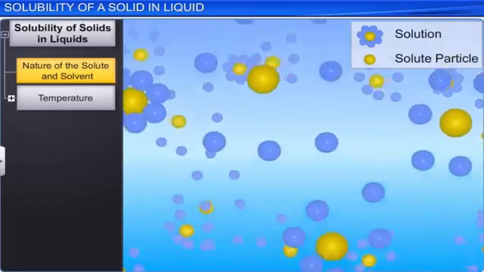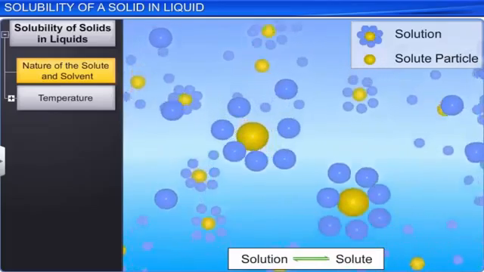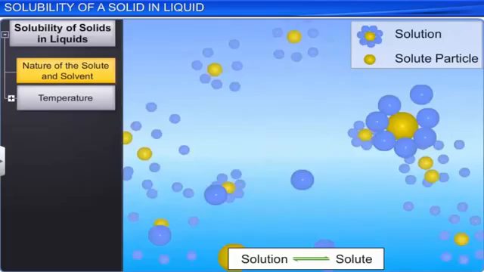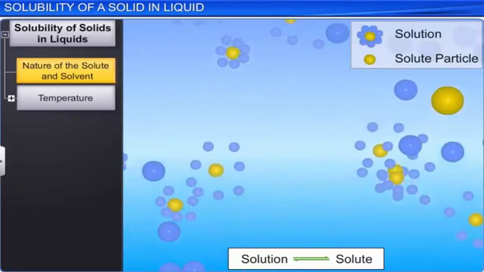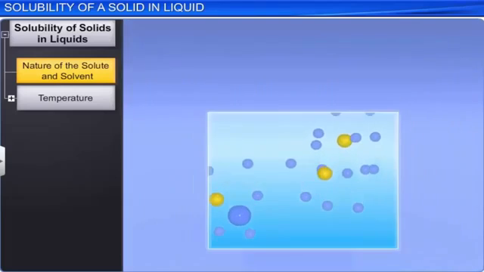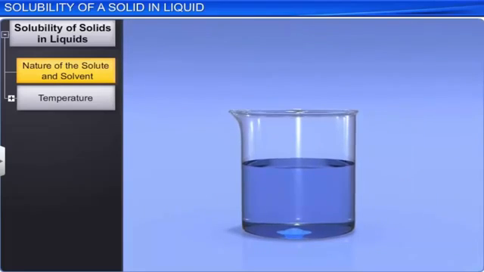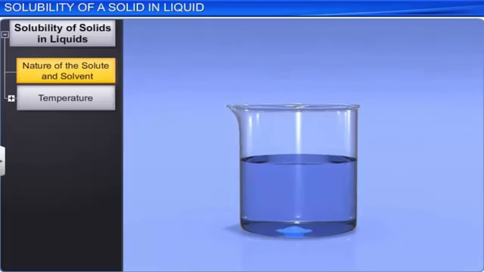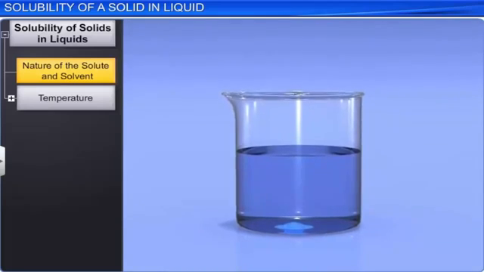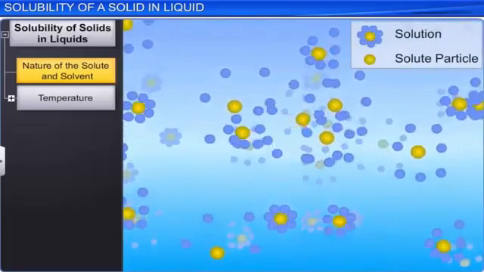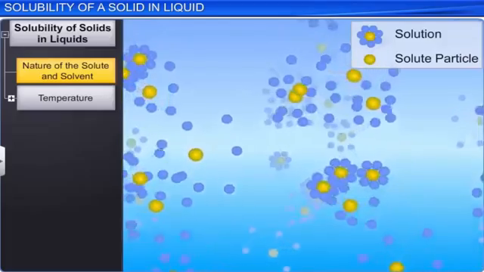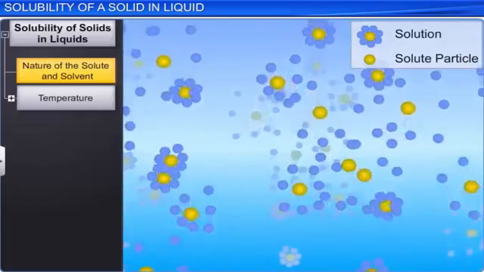Such a solution, in which no more of the solute can be dissolved at a given temperature, is called a saturated solution. Therefore, a solution in dynamic equilibrium with undissolved solute is a saturated solution and contains the maximum amount of solute dissolved in a given amount of solvent. The concentration of the solute in such a solution is its solubility.